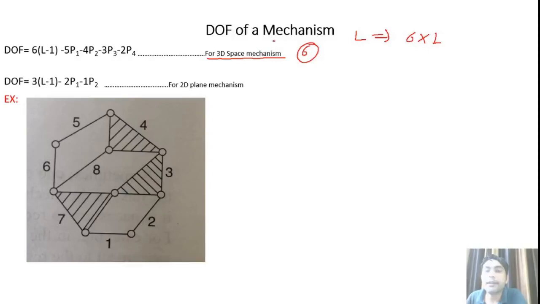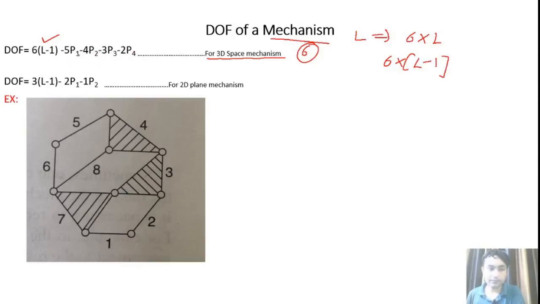But in a mechanism one link is fixed, so the number of independent motions is equal to 6 multiplied by (L minus 1), because one link is fixed, and the degree of freedom of the fixed link is 0 because there is no motion. Now this is the first term. Degree of freedom is equal to 6(L minus 1) minus 5P1 minus 4P2 minus 3P3 minus 2P4.